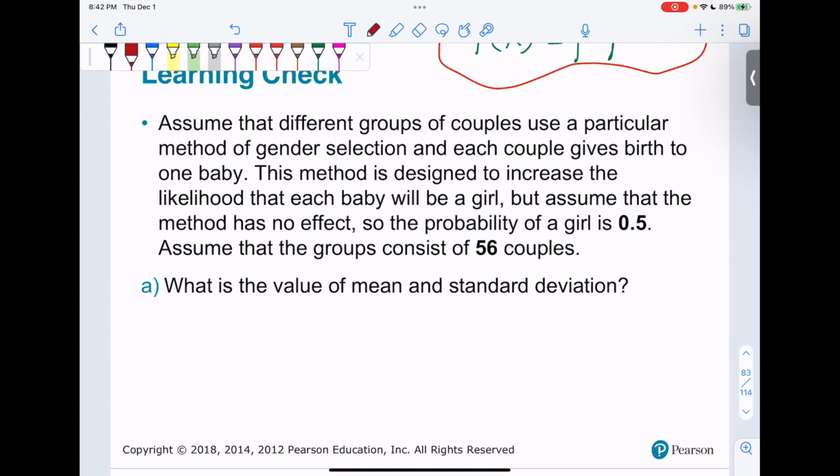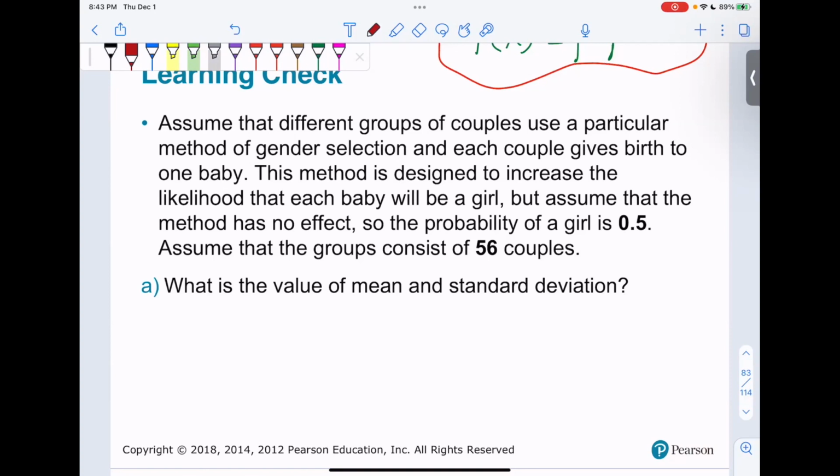The outcomes of the experiment: in each experiment the outcome will be baby boy or girl, which is two outcomes. Then they say here, assume that the method has no effect. That means the probability 0.5 will be equal all the time from trial to trial. So we said the probability of success will be constant from trial to trial, which here equals 0.5. So we have all the requirements for binomial distribution.